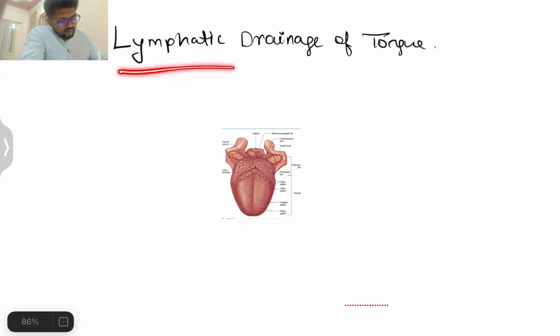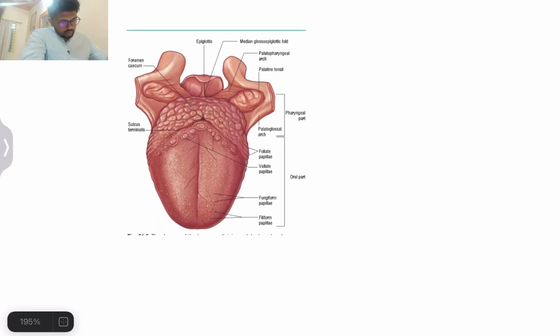Hello everyone. Most of the gross features of the tongue we have discussed in the previous class. Today we will discuss the lymphatic drainage of the tongue and the nerve supply to the tongue. Before discussing the lymphatic drainage, we will quickly revise the parts of the dorsum of the tongue: the oral part or anterior two-third of the tongue, the posterior one-third or pharyngeal part, and the posterior most part of the tongue, which is attached to the epiglottis.